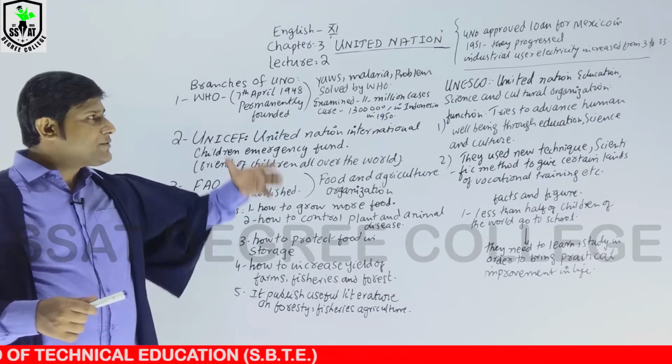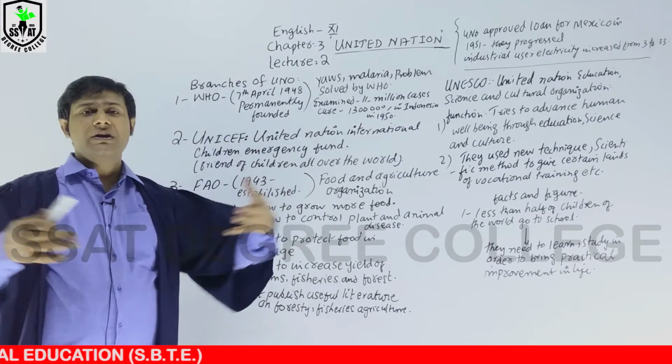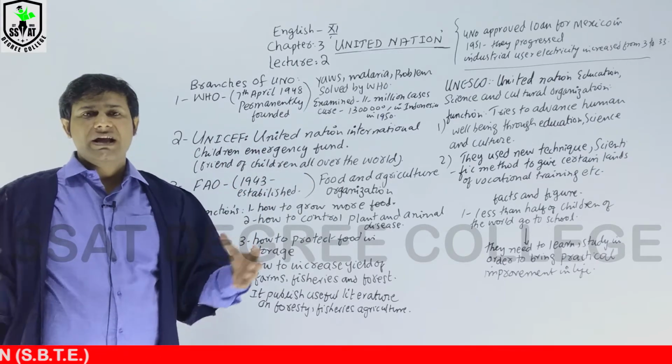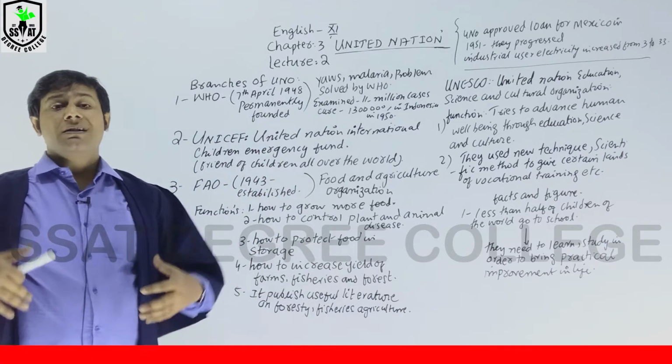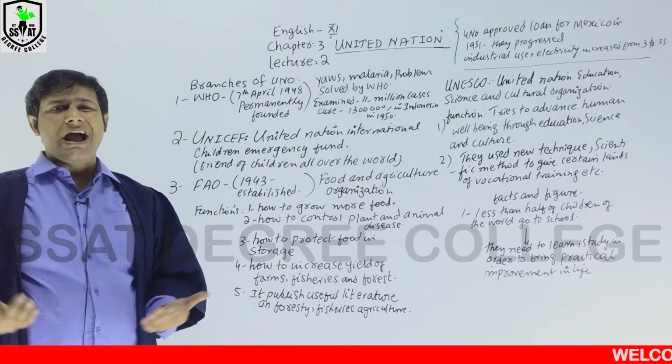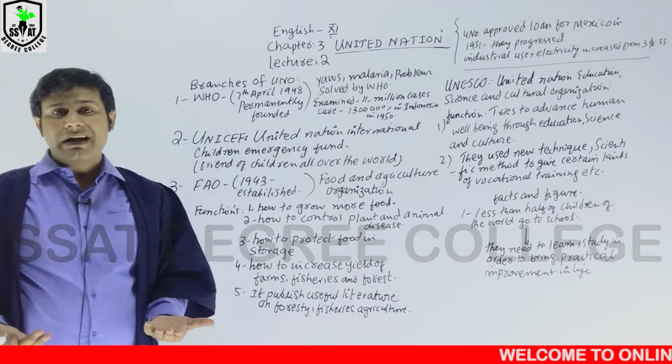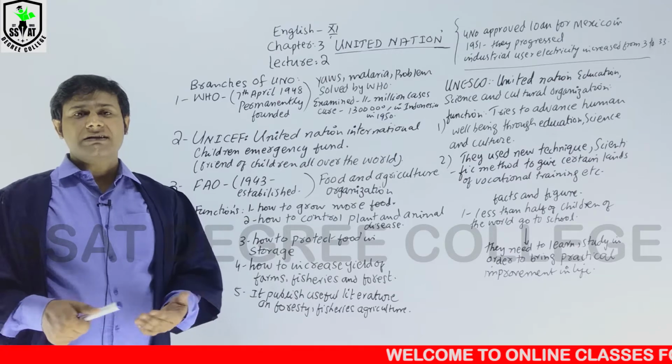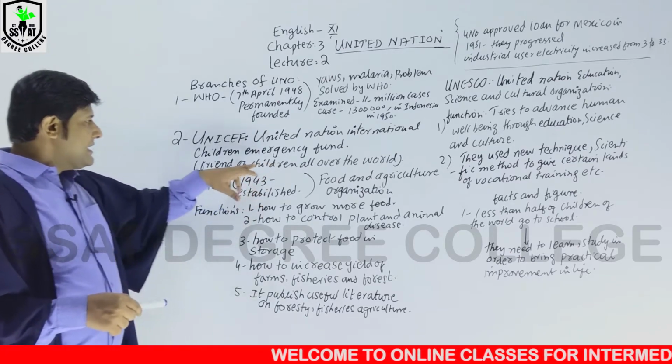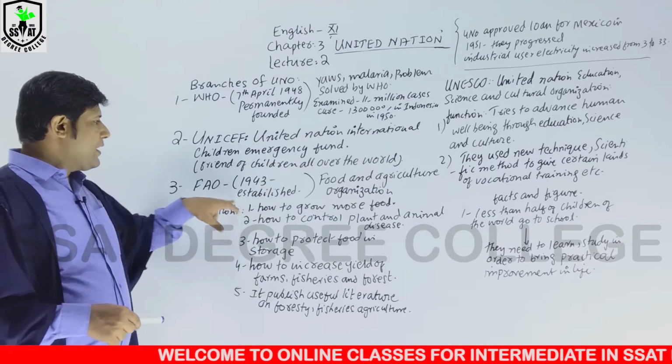So in these branches, people from different countries of the world are working together to solve the problems of disease or health or different education related issues. So they are working successfully. So it's a friend of children all over the world.